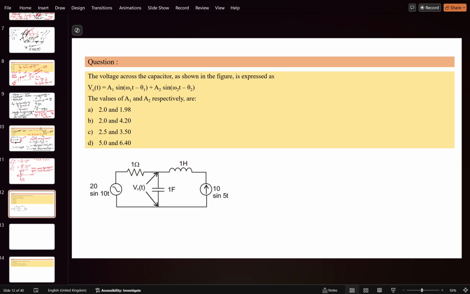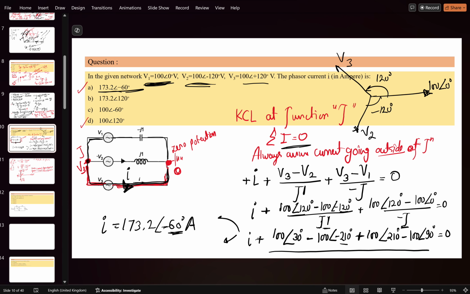Okay, in answer wise, there will be no difference, Vishnu. What you are asking is, what happens if we take the left side node as a zero potential? There will be no difference. Only the thing is, let me see here.